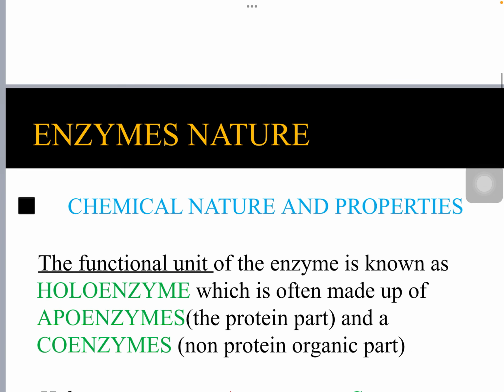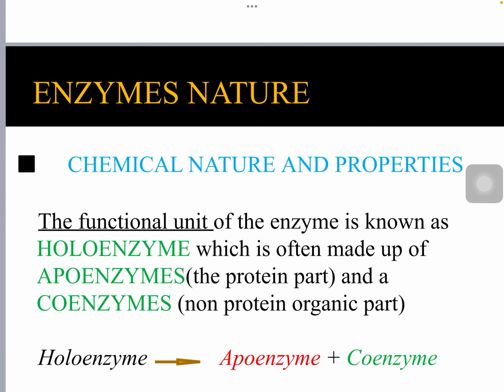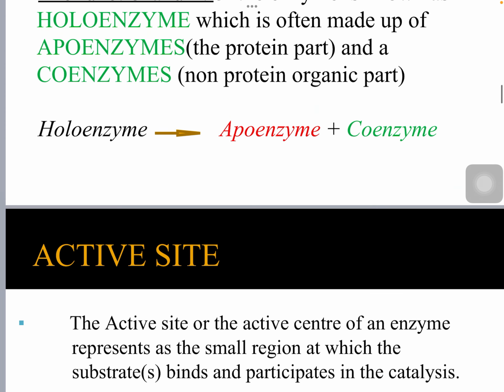The nature and properties of enzymes include the holoenzyme, apoenzyme and coenzyme. The holoenzyme is the functional unit of the enzyme, the apoenzyme is the protein part of the enzyme, and the coenzyme is the non-protein organic part or non-protein prosthetic group. So the equation is: holoenzyme is divided into apoenzyme and coenzyme.